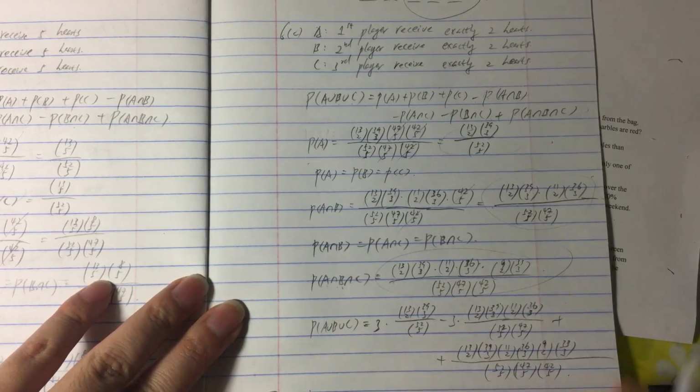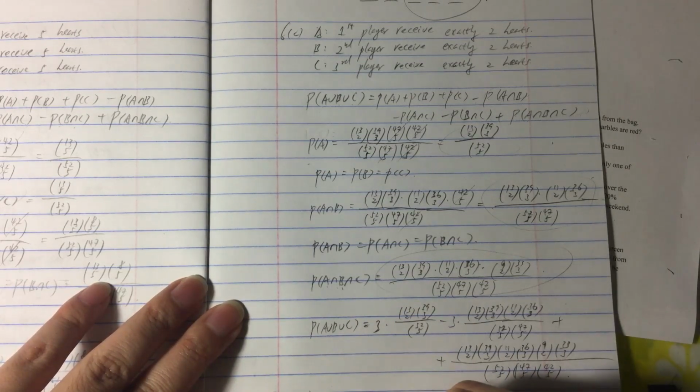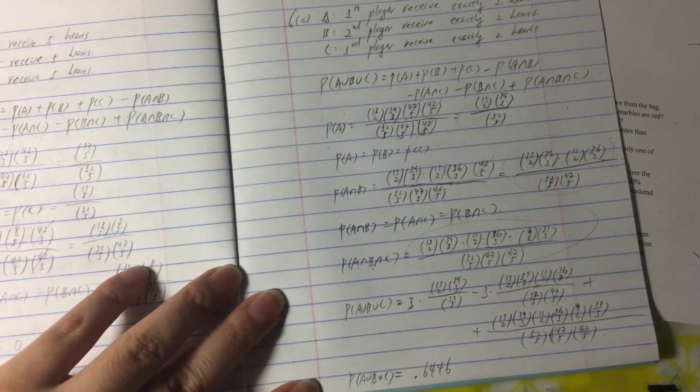Then I use my calculator. I type everything into the calculator, and I get 0.6446.